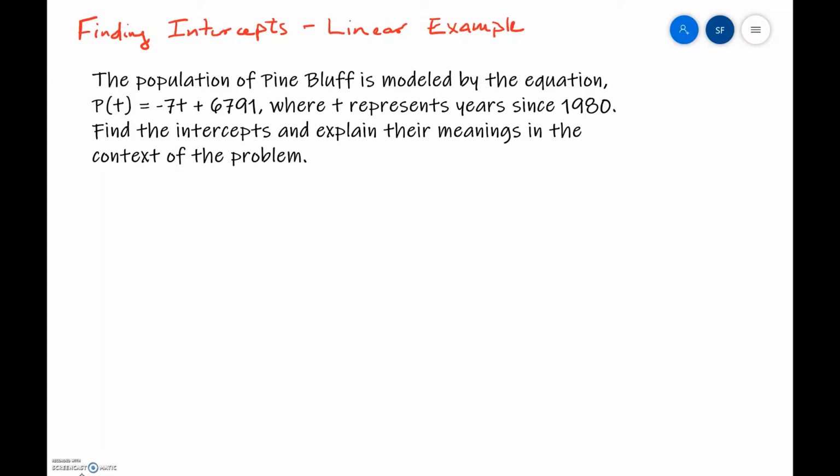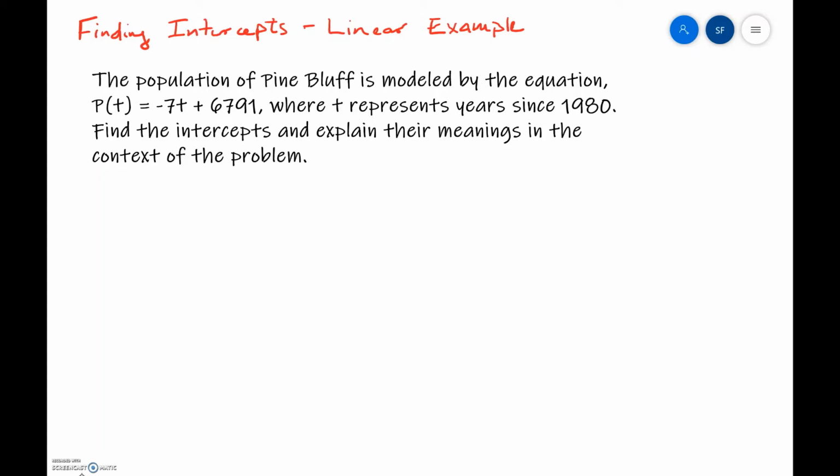So one of the first things I really encourage you to do is to start talking about what all the letters in the problem mean. We've got this example. The population of Pine Bluff is modeled by the equation P of t equals negative 7t plus 6,791, where t represents years since 1980. Find the intercepts and explain their meanings in the context of the problem.